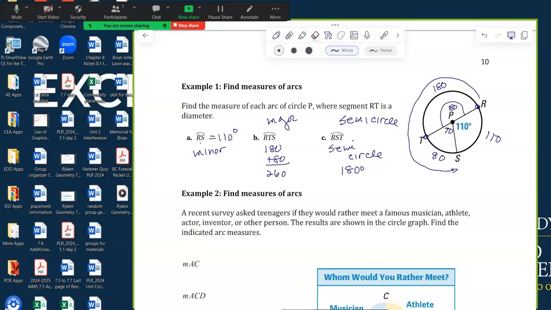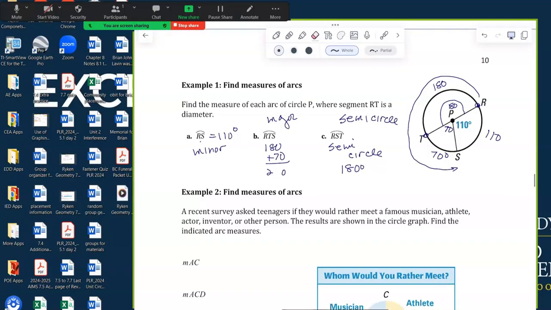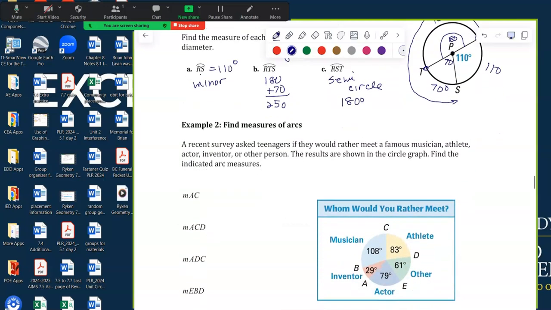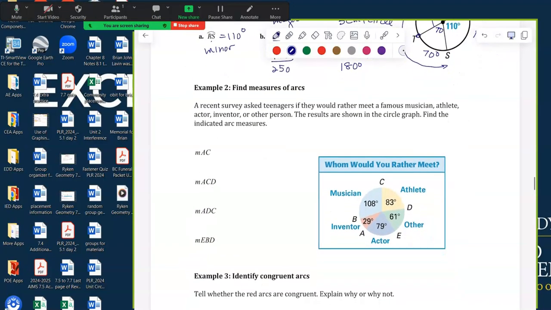Let me get rid of that. So that's going to make this plus 70, and that'll be 250. I believe everything else is correct. Okay, good. All right, so there we have it. On either side of the circle, we have our 180 degrees. Okay, so now we're going to read this.